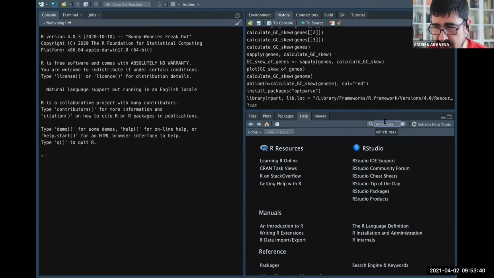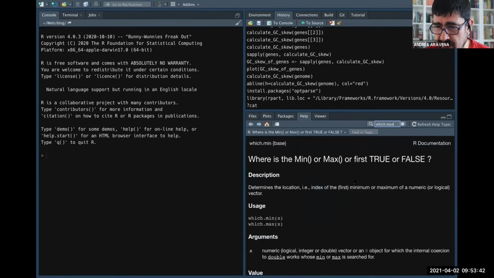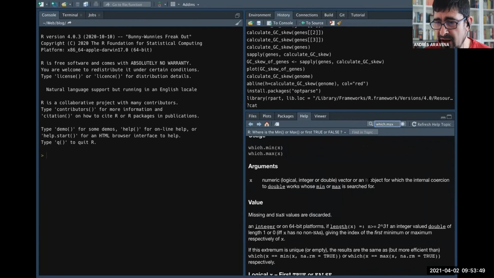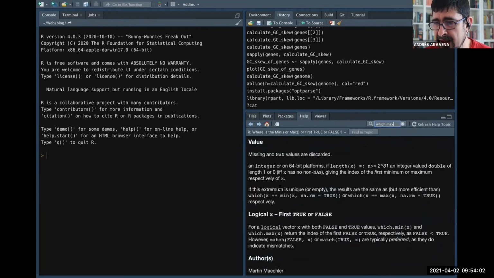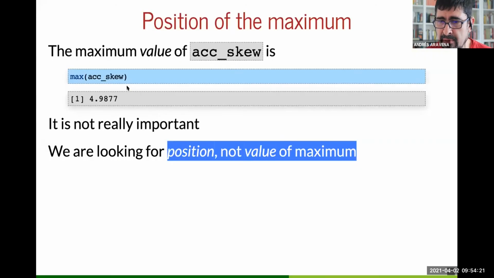Look, function which.max. What is the mean or max? Okay, which.min, which.max. Numerical vector, it will give you an integer. If the extremum, the minimum or maximum, is unique, the result is the same as the one that you are proposing, but more efficient. Well, this is another solution. But the easy solution, given that we have only one maximum, is to use which.max.